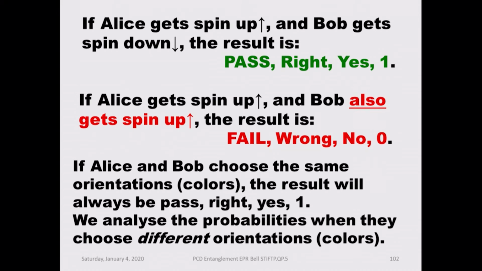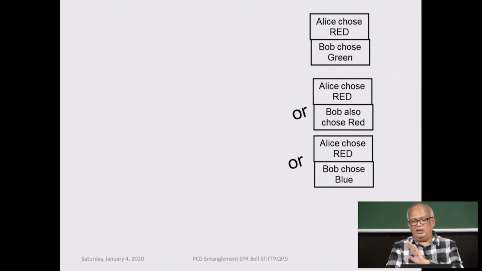But we analyze the probabilities when they choose different orientations and then see if they correspond to the probabilities we get from quantum mechanics. So, let us say Alice chose red and Bob chose green. You can also have the possibility that Alice chose red and Bob also chose red, and now you have to do all this bookkeeping. There are these different possibilities, you need to consider all of them. Or Alice chose red and Bob chose blue, but in these 3 Alice always chose red, but she could have chosen blue or green, and you have additional possibilities. Okay.